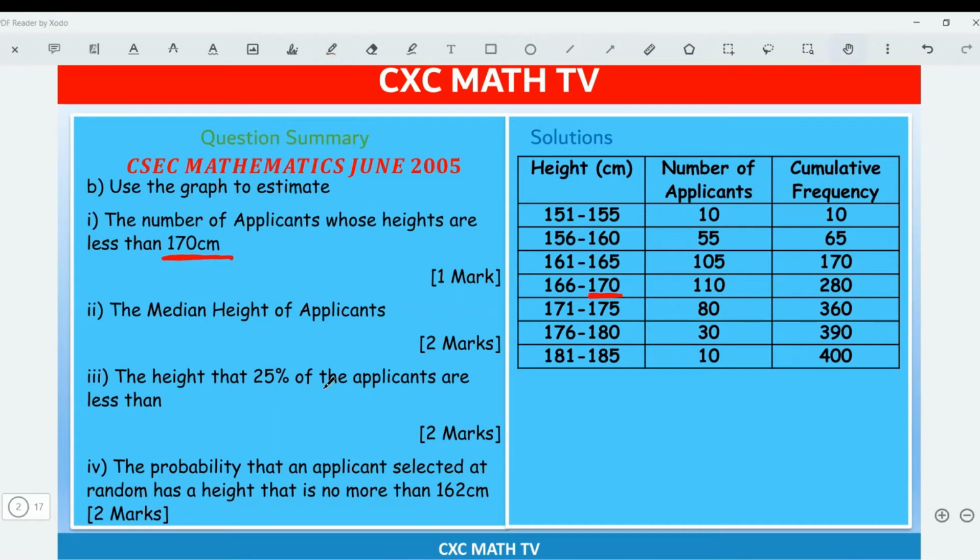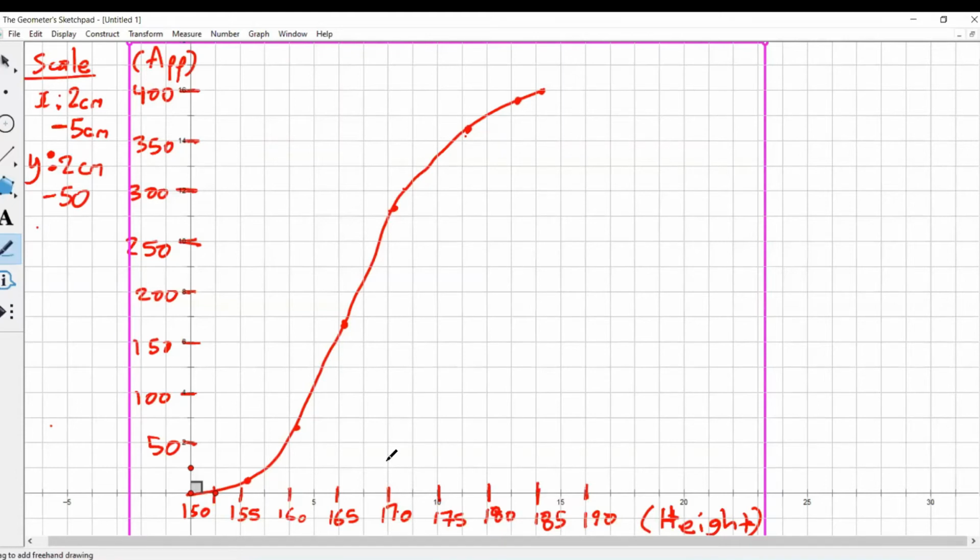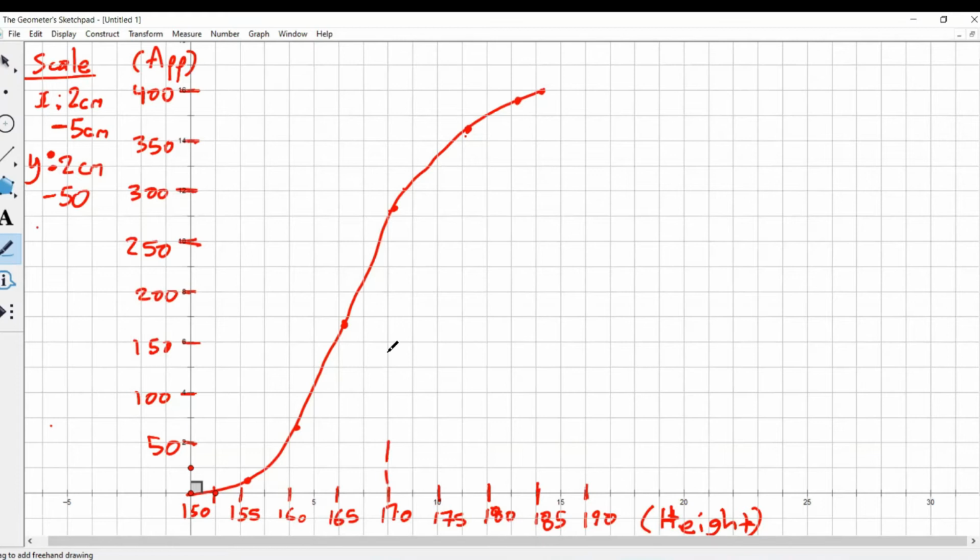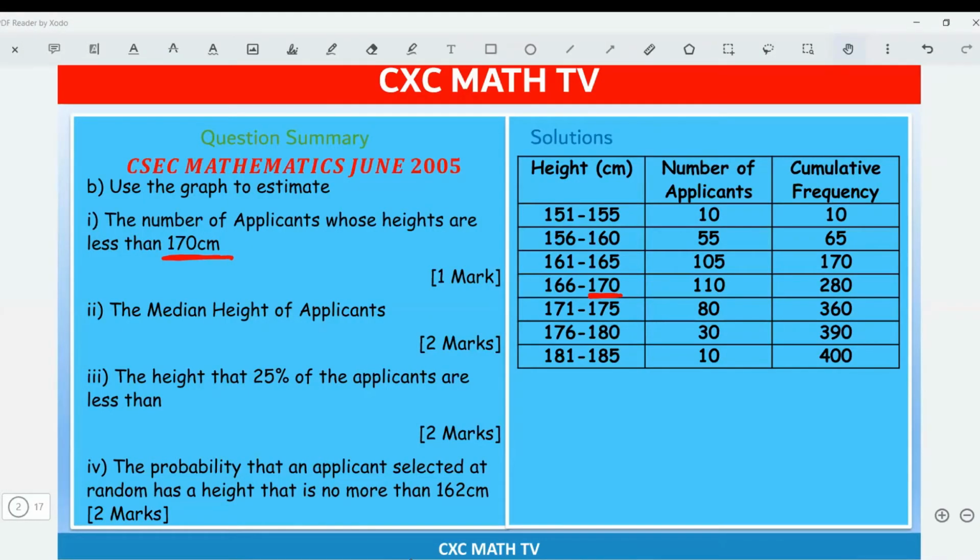So using your graph, here is 170. You're going to draw a dotted line from 170 going up. Right here is where my graph is at 170. From my graph, when I go across, the number of applicants it corresponds to is 275. So this is telling me that 275 persons are shorter than 170. The number of persons whose height is less than 170 is 275. That's how you do it using your graph.